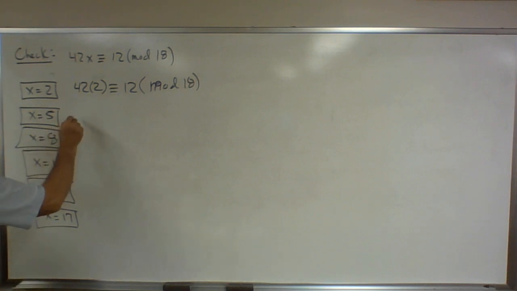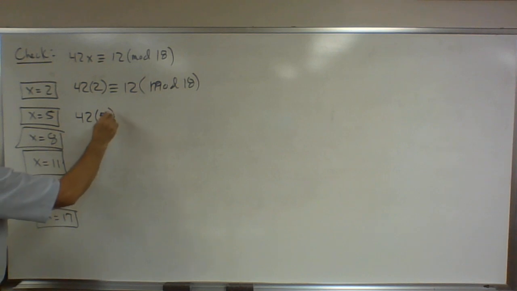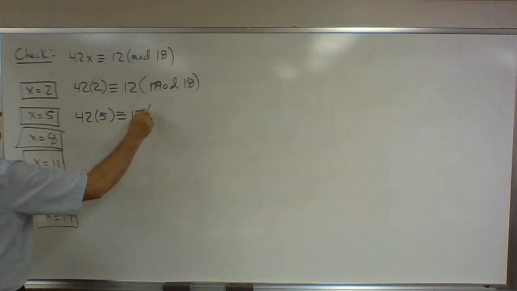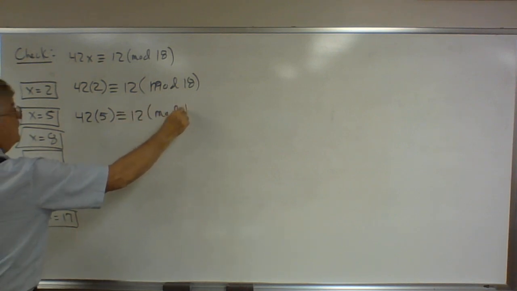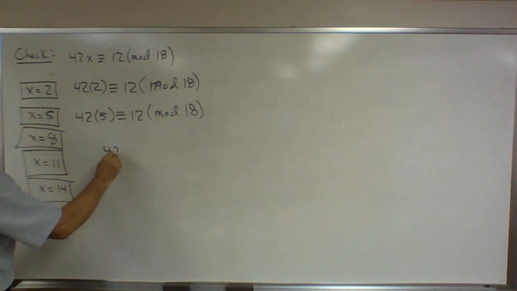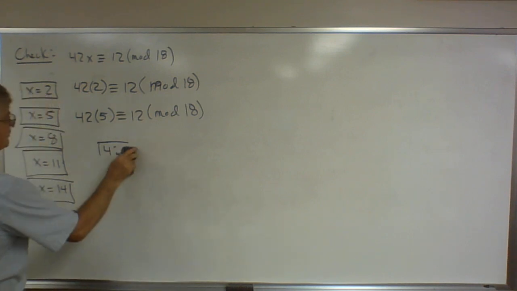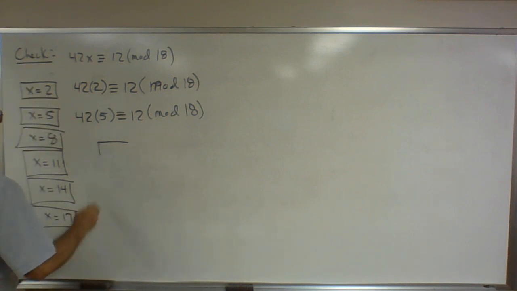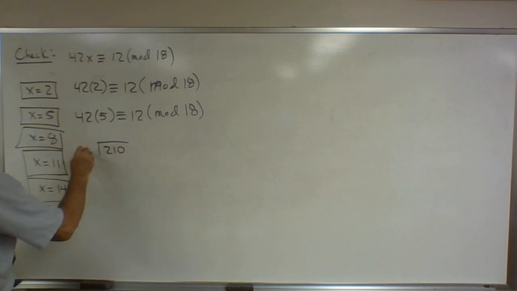Okay. X equals 5. Congruent to 12 mod 18. Holy moly. Let's see, what is 42 times 5? 210 divided by 18.